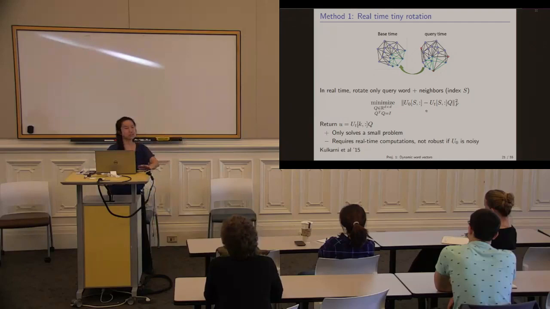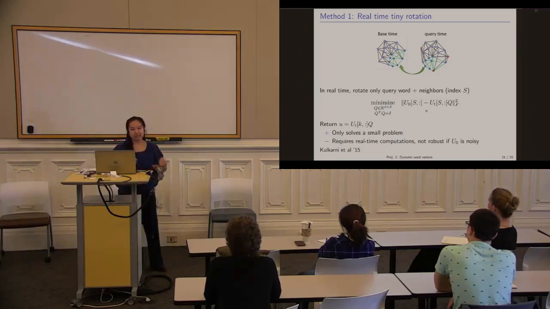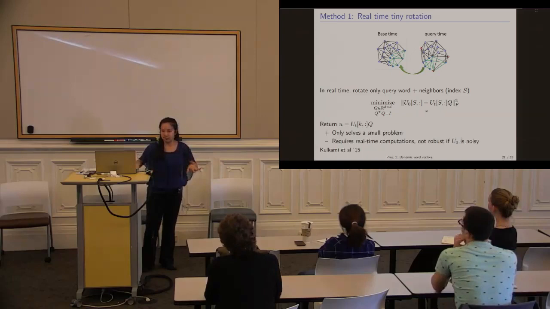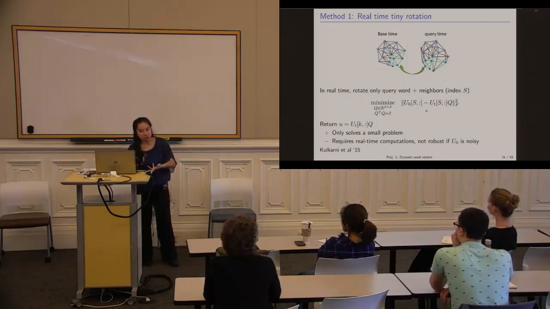So basically this method works by solving a series of very, very small scale Procrustes problems in real time. Okay, so that's nice for some reasons. First of all, every problem you need to solve is really small, right? It's just the word and its neighbors. It's really not that big. But it's bad because you have to do all this stuff in real time, right? Every time I want a new word, I need to do this computation again. So it can be a little slow.